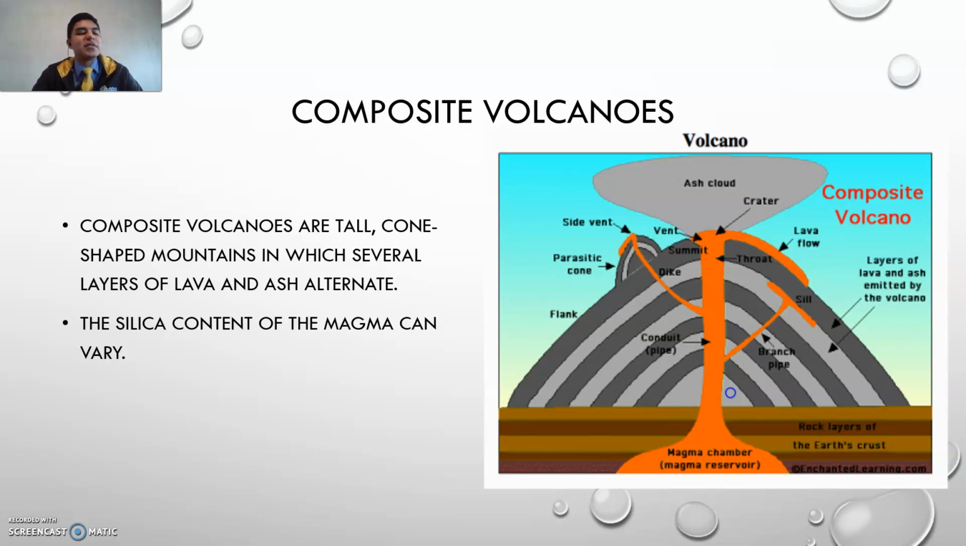Remember that when lava cools down, it can form several minerals as well as several rocks that are going to be hard. So we can have lava and ashes, and so on and so forth, until a volcano is structured in this way. And the silica content of the magma can vary, which means that sometimes we are going to find high amounts of silica inside the lava, or we can find low amounts of silica inside the lava.